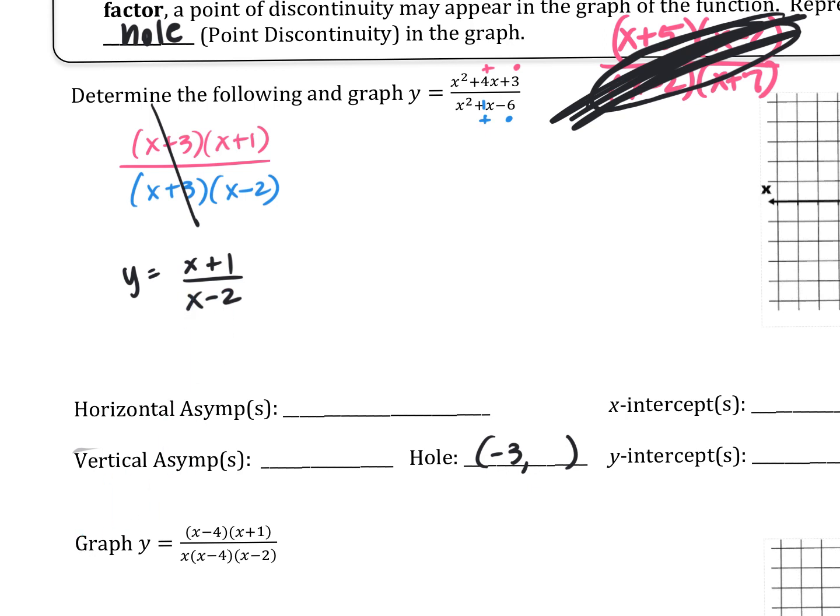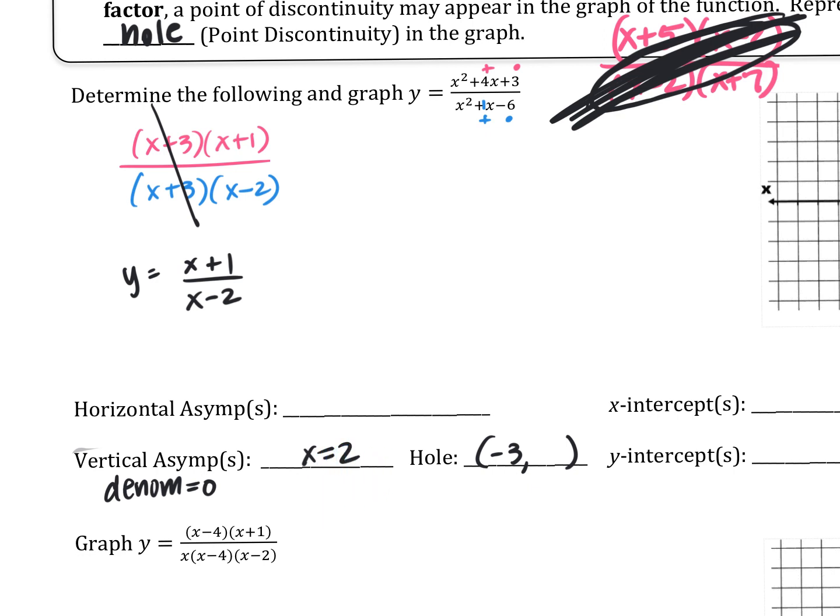Vertical asymptote, let's write ourselves some reminders. That's when my denominator is 0. It's going to be when that denominator is 0. When is x minus 2 equals 0? When x is 2. It's important to write it as x equals because a vertical line is always x equals.